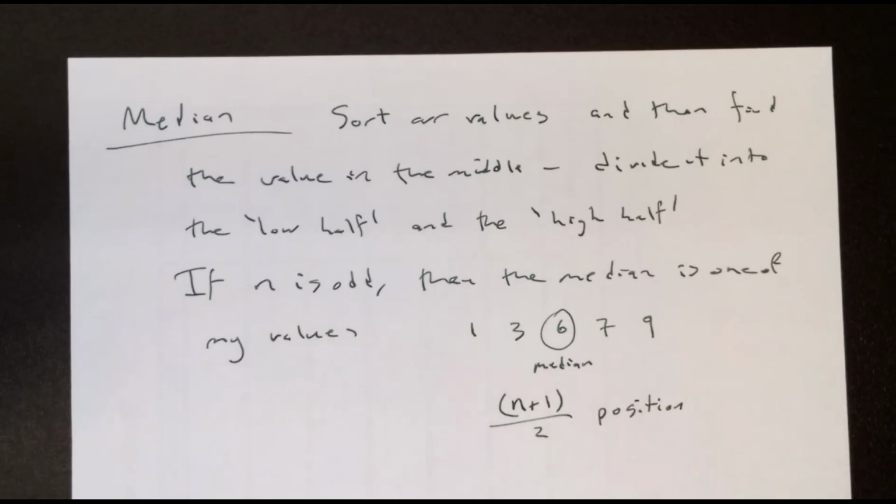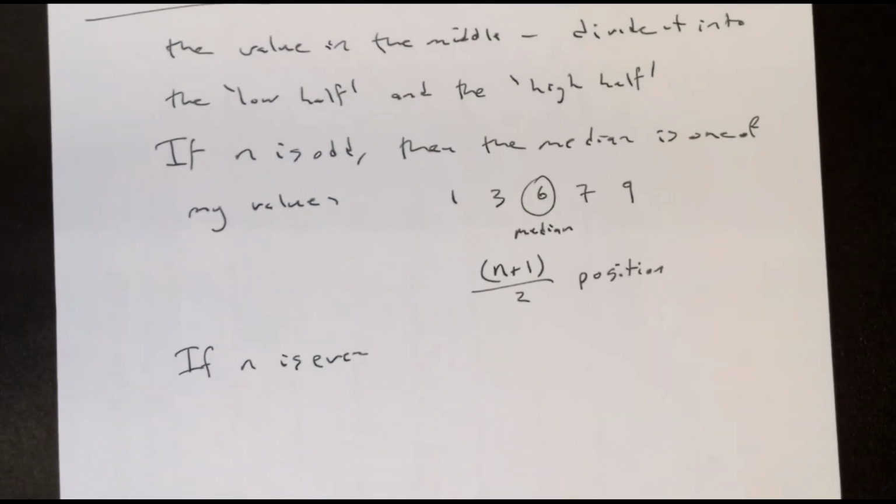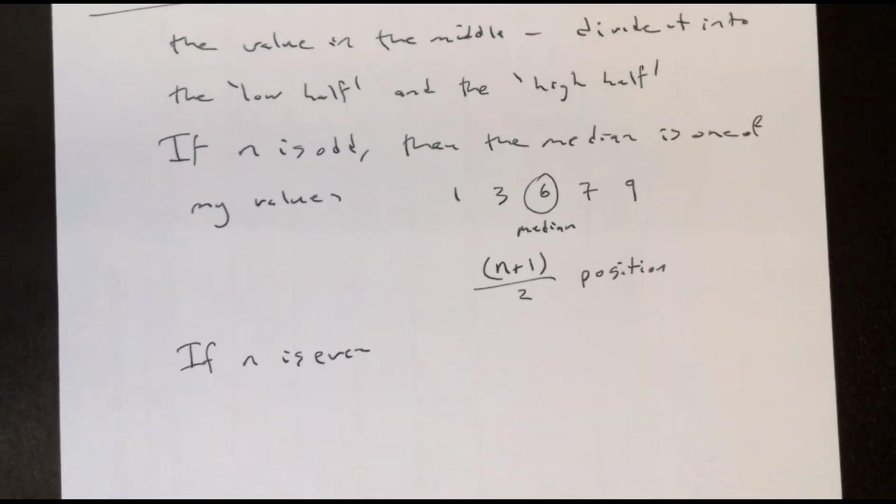33 plus 1 is 34. Half of 34 is 17. It's in the 17th spot. Half of 5 plus 1, half of 6, is 3. It's in the third spot. But if n is already even, then my median is not one of the numbers in my list, potentially.